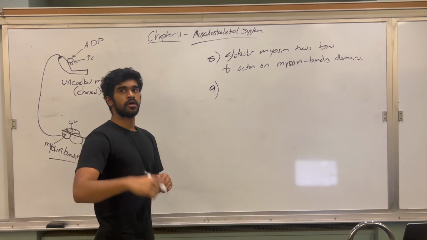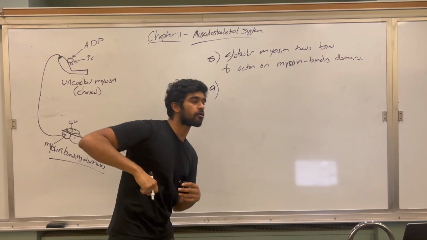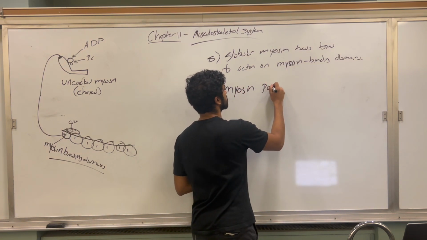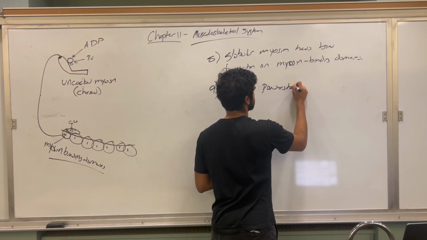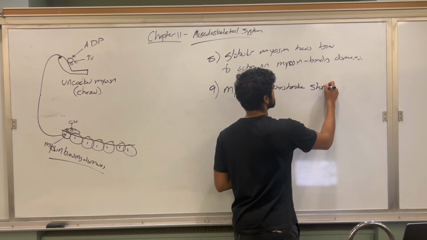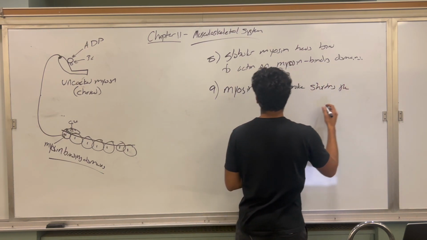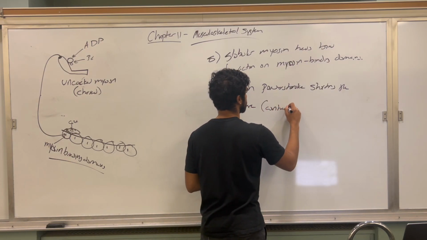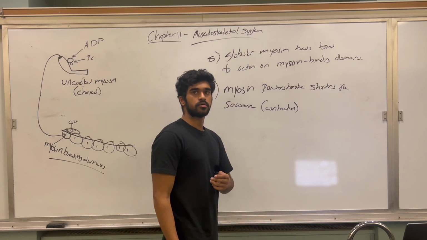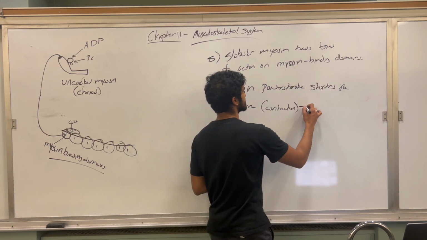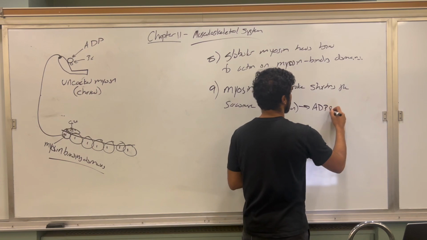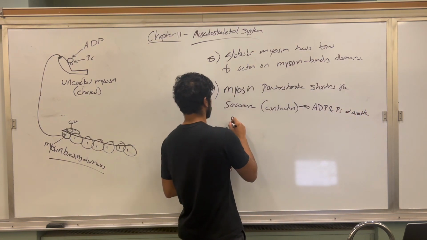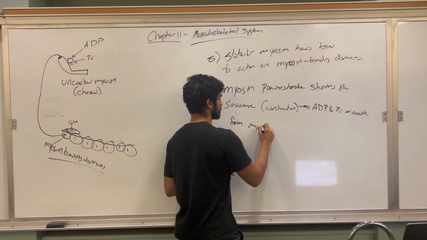Number 9. Myosin does something known as a power stroke. The myosin power stroke shortens the sarcomere, and this is known as contraction. Right? And this leads to ADP and Pi dissociating from myosin.